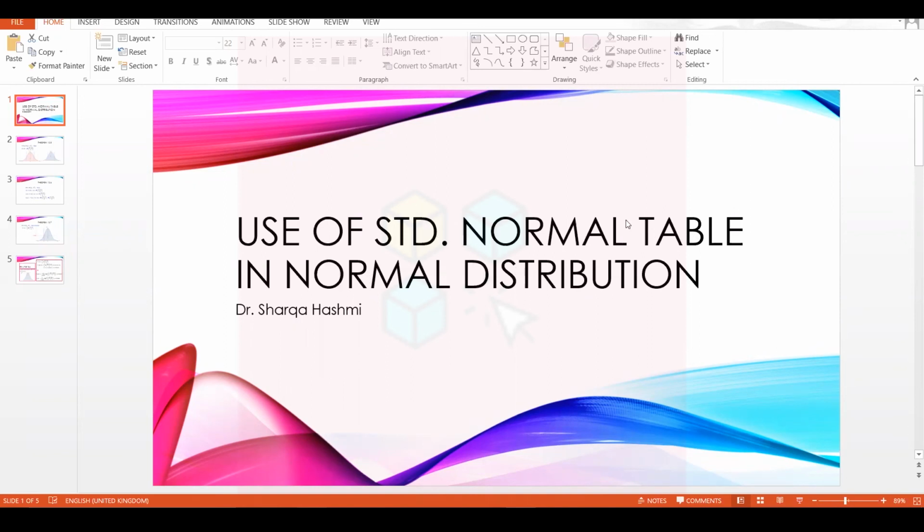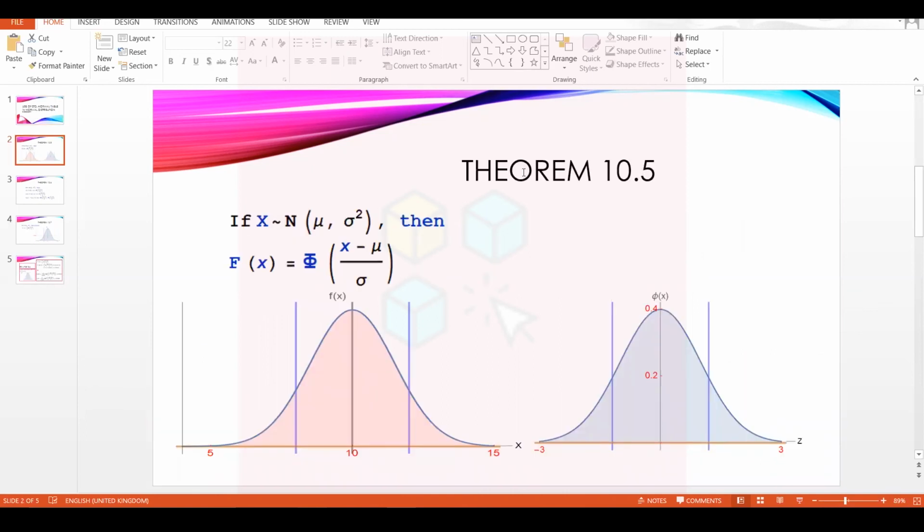The standard normal distribution has tables of ordinate, area table, and cumulative distribution function, but in the normal distribution, tables are not available, and we will use the standard normal table in the normal distribution. We will study a few theorems. For this, Theorem 10.5 states that x is a normal variate with mean mu and variance sigma square.